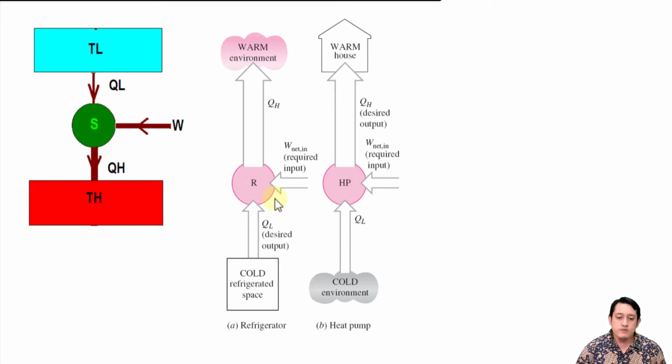First, let's take a look at the refrigerator. In a refrigerator, what we want to do is remove the heat from the inside of the refrigerator and release it to the environment, which is why when you touch the back of the refrigerator, you can feel the heat coming from inside to the outside. So this is a refrigerator.